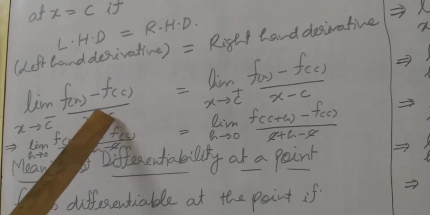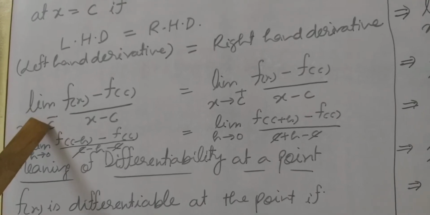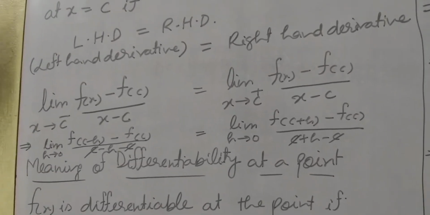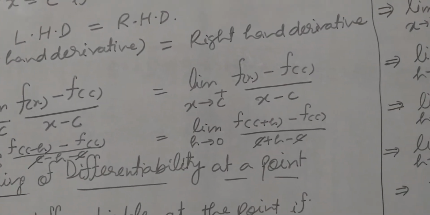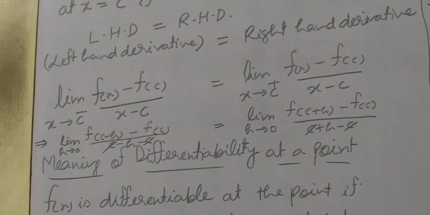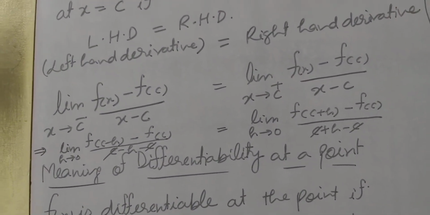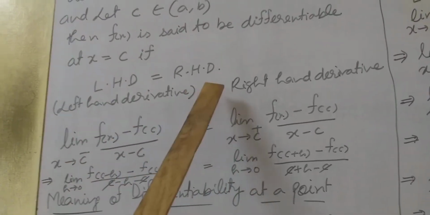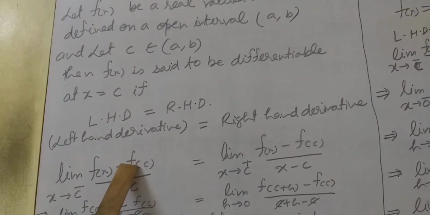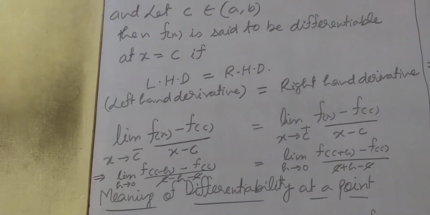Both are the same, only one difference is there. For the left hand derivative, we need a value less than the point, and for the right hand we are taking a value a little bit more than the point. Left hand neighborhood should be equal to right hand neighborhood. Okay, students. So LHD equals RHD, left hand derivative equals right hand derivative. Then the function is said to be differentiable at x equal to c.